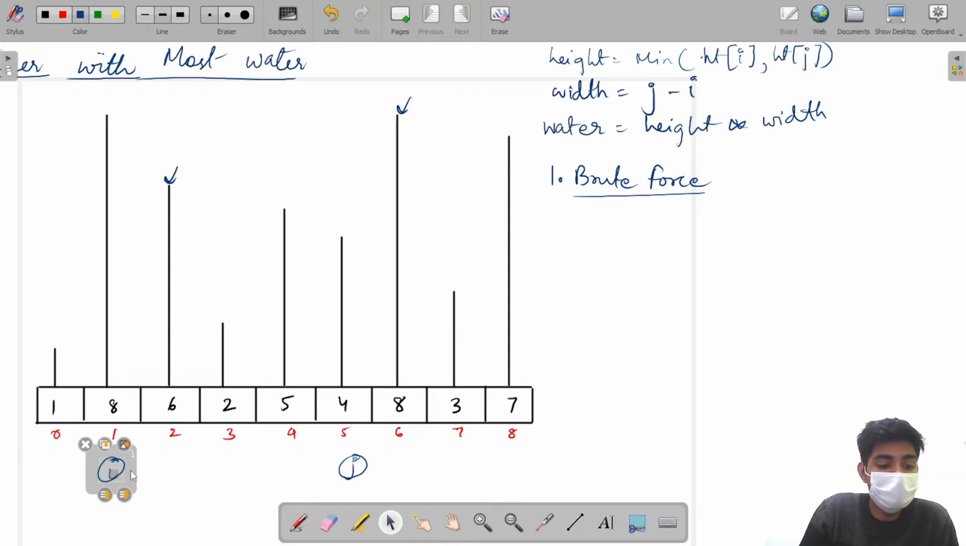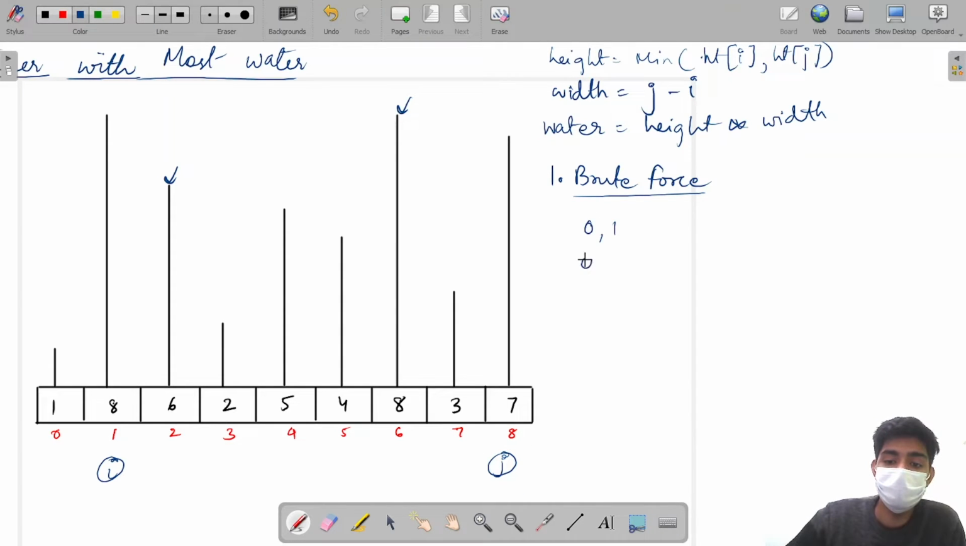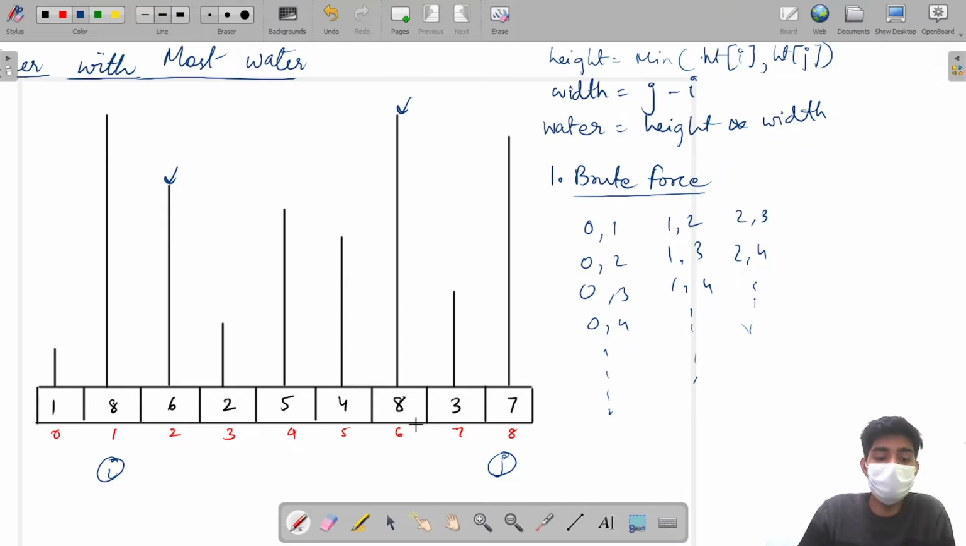Then I will increment i to 1, and then j will start again from 2, 3, 4, 5, and so on. So we will have 1 comma 2, 1 comma 3, 1 comma 4, and so on. Then 2 comma 3, 2 comma 4, and so on. So we will have different pairs.